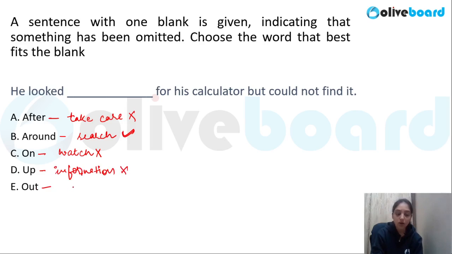Now, look out means to be careful or vigilant. Well, this meaning also does not fit the context of our sentence. Hence, option E is also incorrect. This leaves us with option B. Hence, B is the correct answer. It means that he searched for his calculator everywhere but could not find it.